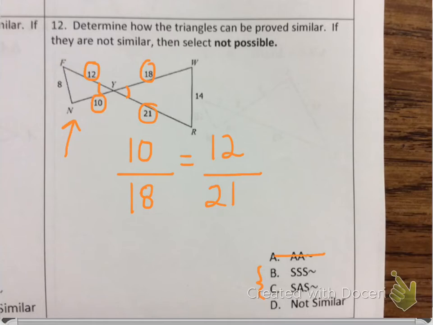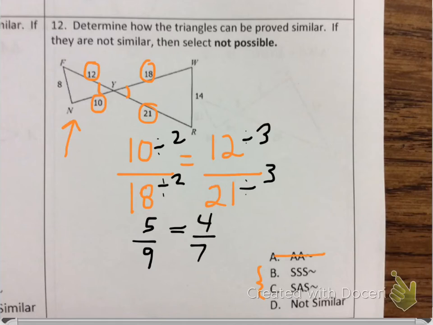So from here, we need to decide whether these are equal. There's a couple options. You can cross multiply right away. You can simplify the fractions. If I choose to simplify the fractions, I could divide 10 and 18 by 2, so that gets me 5/9. And I could divide 12 and 21 by 3, so that gets me 4/7. And now if I cross multiply, which I could have done from the beginning, but sometimes it's easiest to divide and see if they match right away.